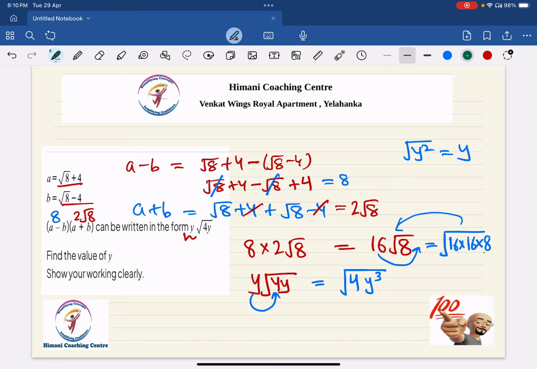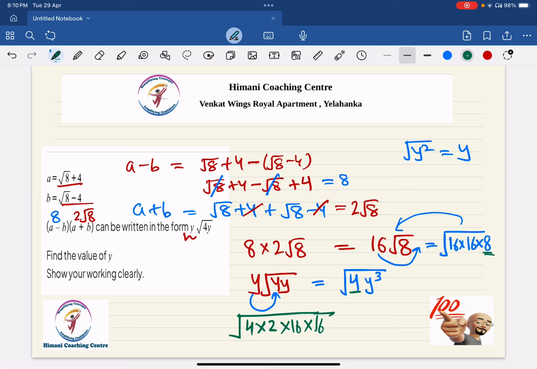See, I can take a 4 from here. So if I do that, what will happen? So let me write that. 16 into 16 into 8 can be written as, I'm writing 8 as 4 times 2, and now I have got into 16 into 16.